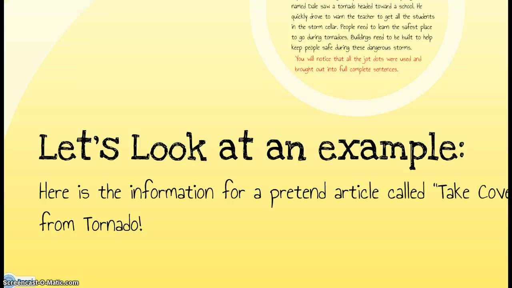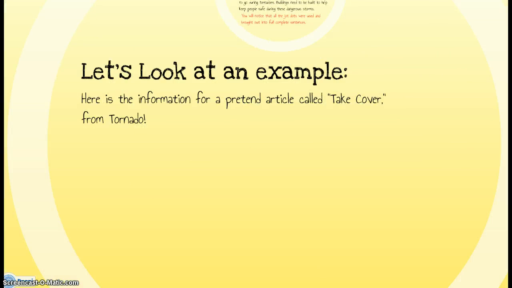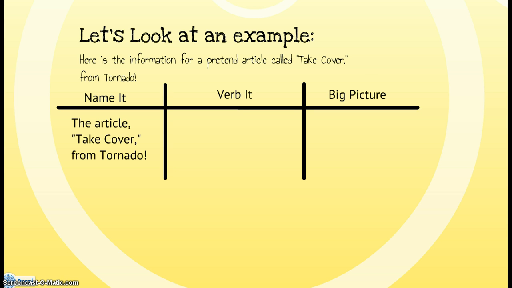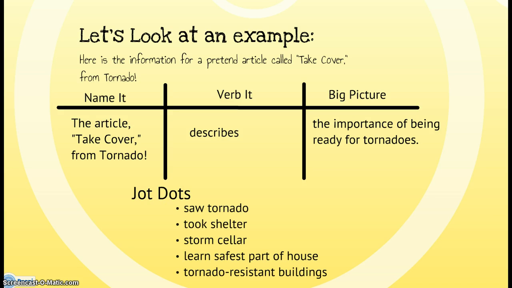Okay, so here's an example from a pretend article. So if we had the name of the article here, "Take Cover from Tornado," okay, let's pretend it's Tornado's a magazine, then you're giving me the very beginning. That's the what you're summarizing. Let's say we use describes for the verb, and then here's our big picture. And how do we come to that big picture? Well, here's our jot dots. These are some of the main ideas that we took out of it.